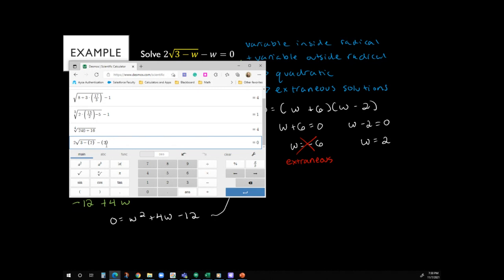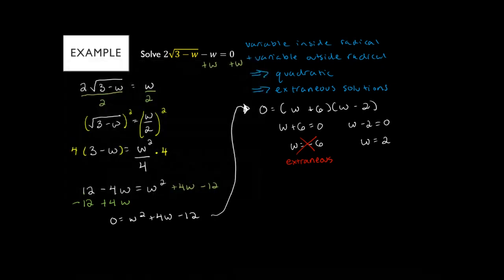So we have one solution, which is w equals 2. The other solution that we got doesn't actually work in the original problem. It just is an extra solution that pops up through the solving process.